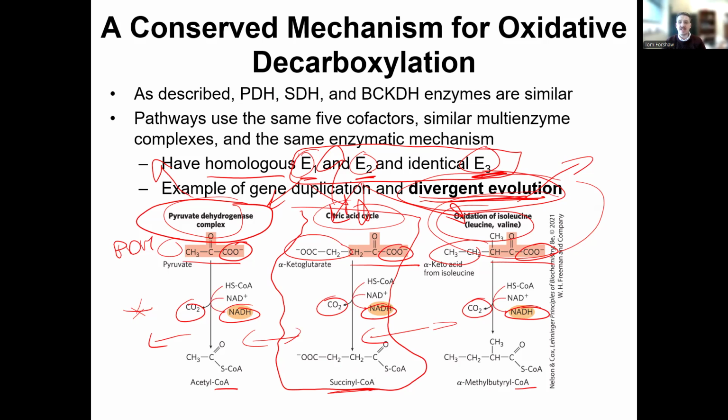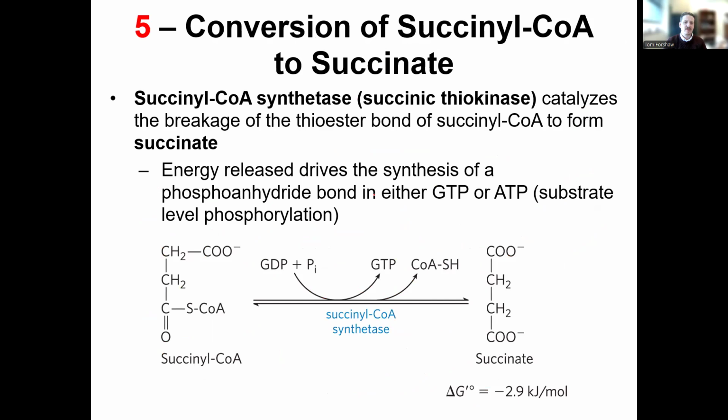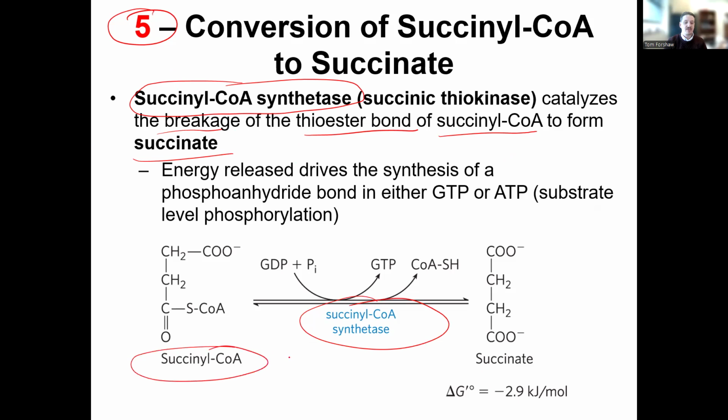Now we'll move on to enzyme number 5. We're racing through these. We're taking our succinyl CoA, and we're going to move into succinate. So enzyme number 5 is going to break that thioester bond of the succinyl CoA to form succinate. It uses the enzyme succinyl CoA synthetase here, going from succinyl CoA to succinate, breaking the thioester bond. There it is.